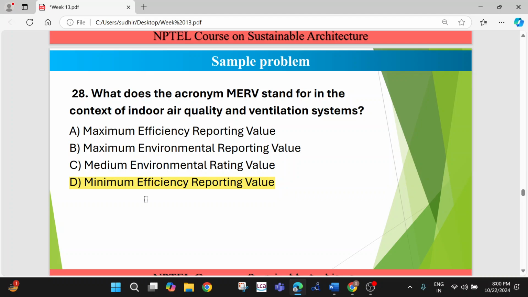So when we are talking about the efficiency of air filters, we are considering this rating system, which refers to the minimum efficiency reporting value, which is in option D, the right answer for this question. Is it clear? Can we move to the next question?